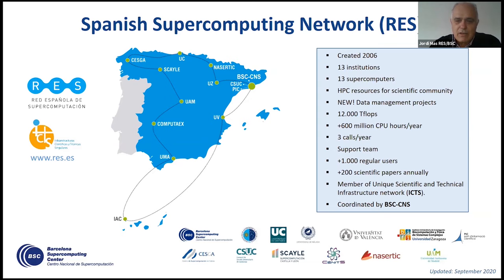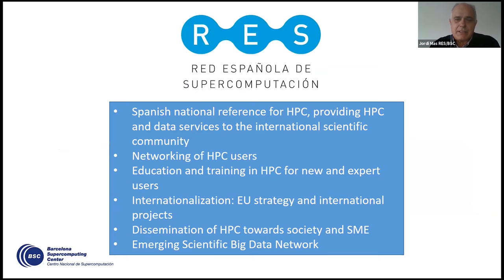Here you have, at the bottom part of the slide, the members of the network, which are different supercomputers and different universities all over Spain, covering all the area of the country. Basically, the RES is the national reference for HPC. It provides networking, education, training, and an open window to internationalization of activities and projects. We also do outreach and dissemination activities towards society and companies. And as I said, it's already an emerging scientific big data network with 9 nodes in this data network.